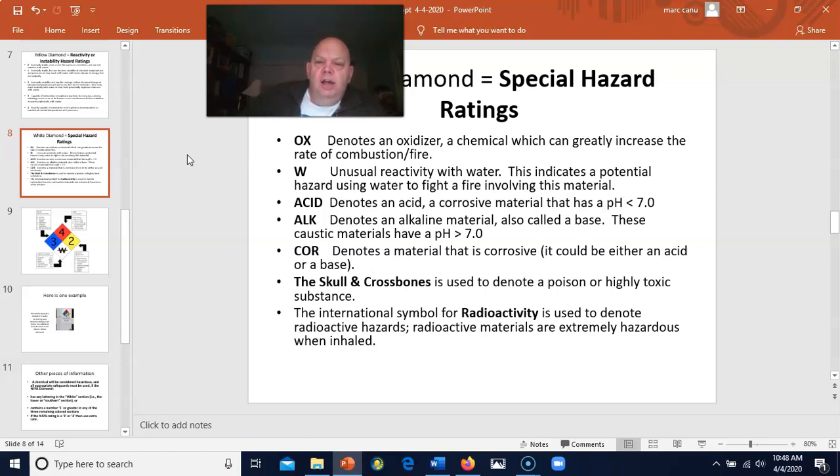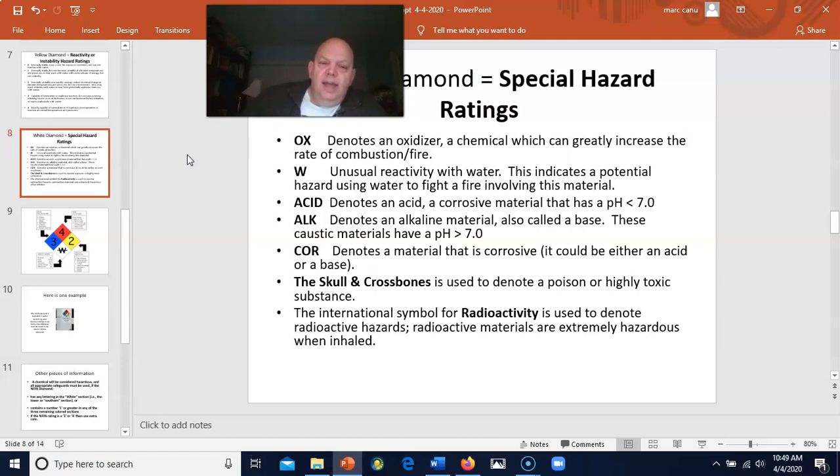An OX, that tells us there's an oxidizer in there, a chemical that greatly increases the rate of combustion or fire. Yeah, oxidizers can be very nasty things to deal with. Okay. W, unusual reactivity with water. This indicates a potential hazard of using water to fight a fire involving this material. Yeah, that would probably be an important thing.